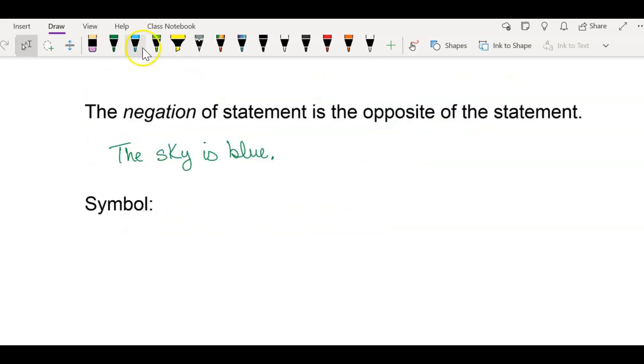Now, as we move on, we're going to need to make a negation of the statement. And that just means to say the opposite. So if I have the sky is blue, what would be the negation of that statement? The sky is not blue. So the negation of the sky is blue is the sky is not blue. So the symbol for that would be not P.